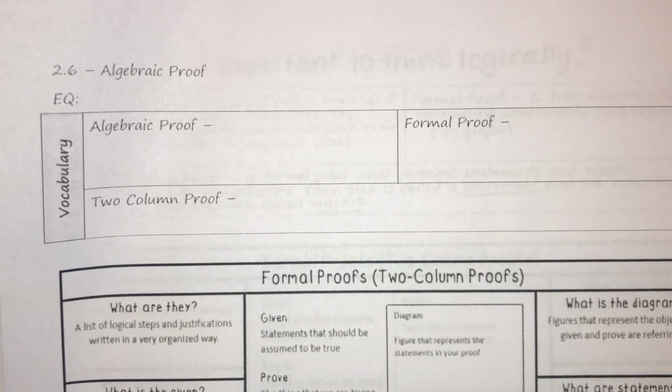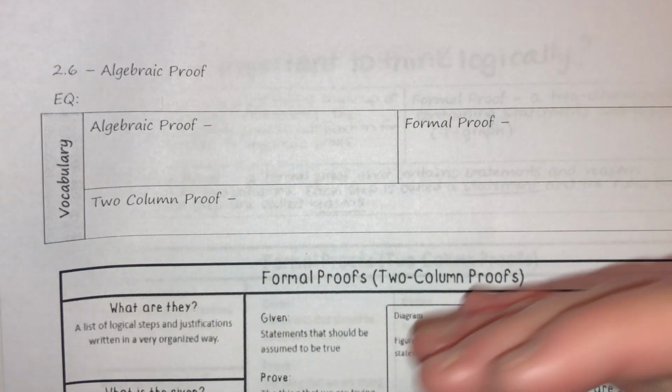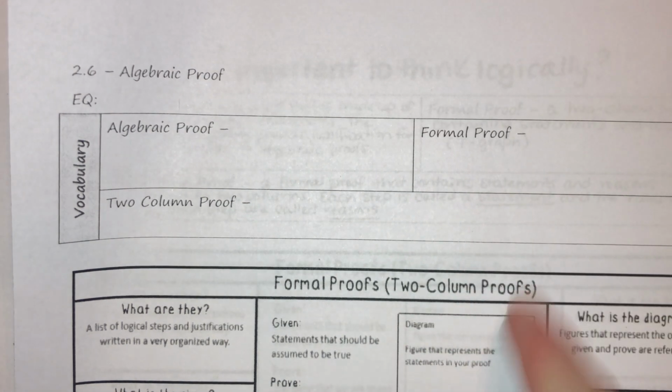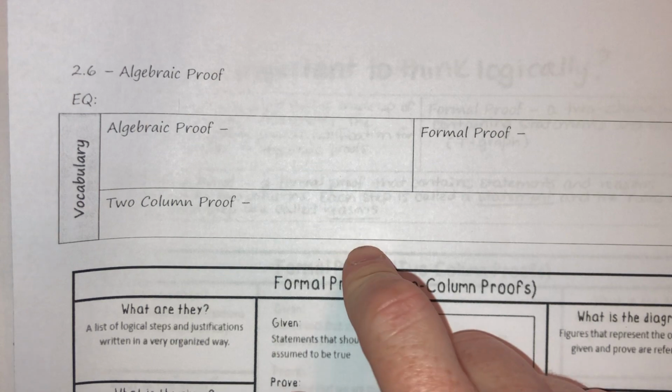This lesson, 2-6, Algebraic Proofs, is going over basically a proof, a two-column proof, and how to set one up, which we've already reviewed in the UNO proof video. But we're going to go through it quickly. I do have the notes posted here, the blank shell of notes.